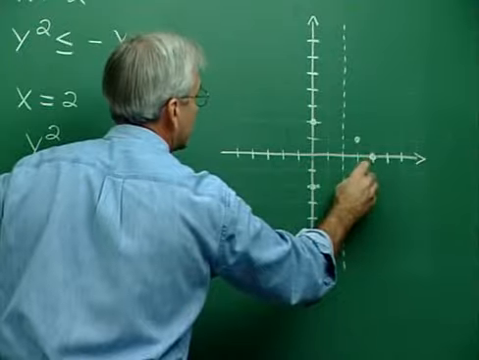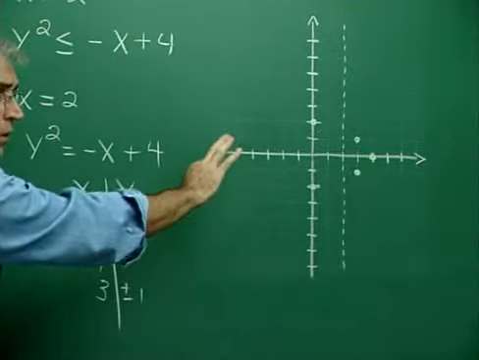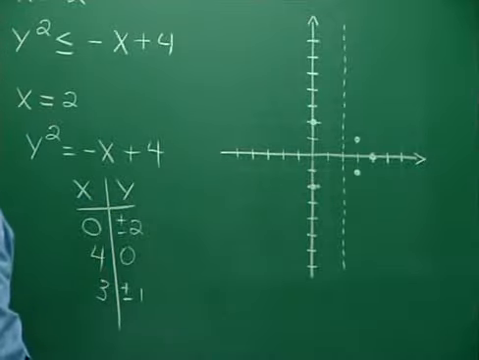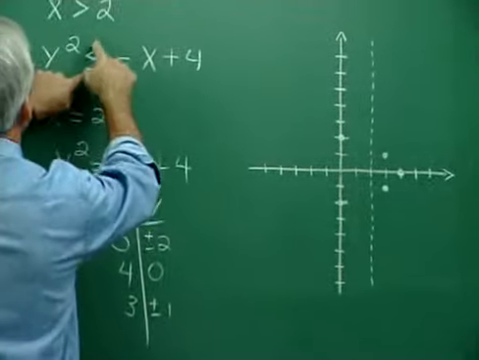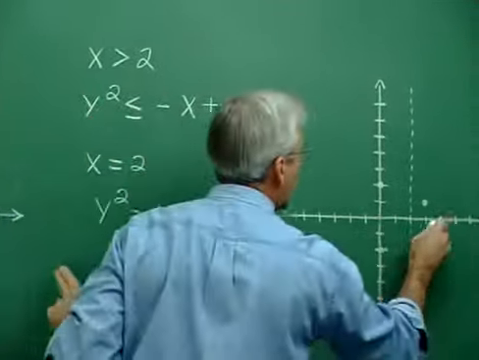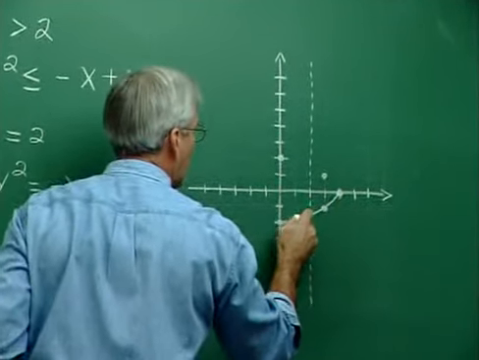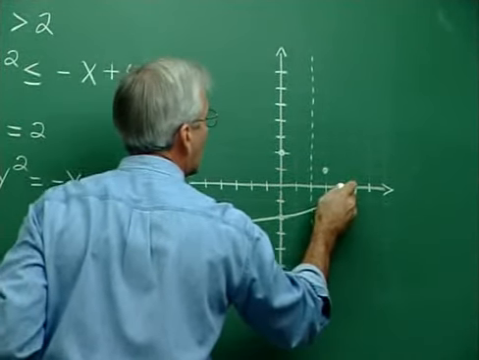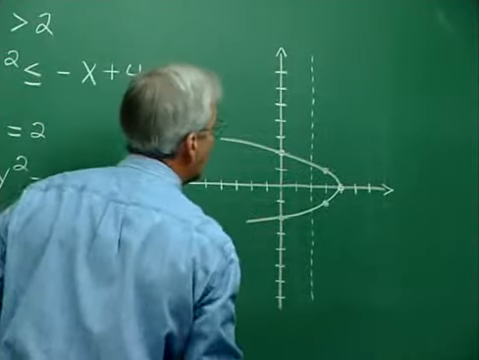So it looks like this. Now let me think about, as I draw this, whether it's dotted or solid. I'll look up here and see, okay, this is less than or equal to. So that means then that we have a solid border. And the graph looks about like that.